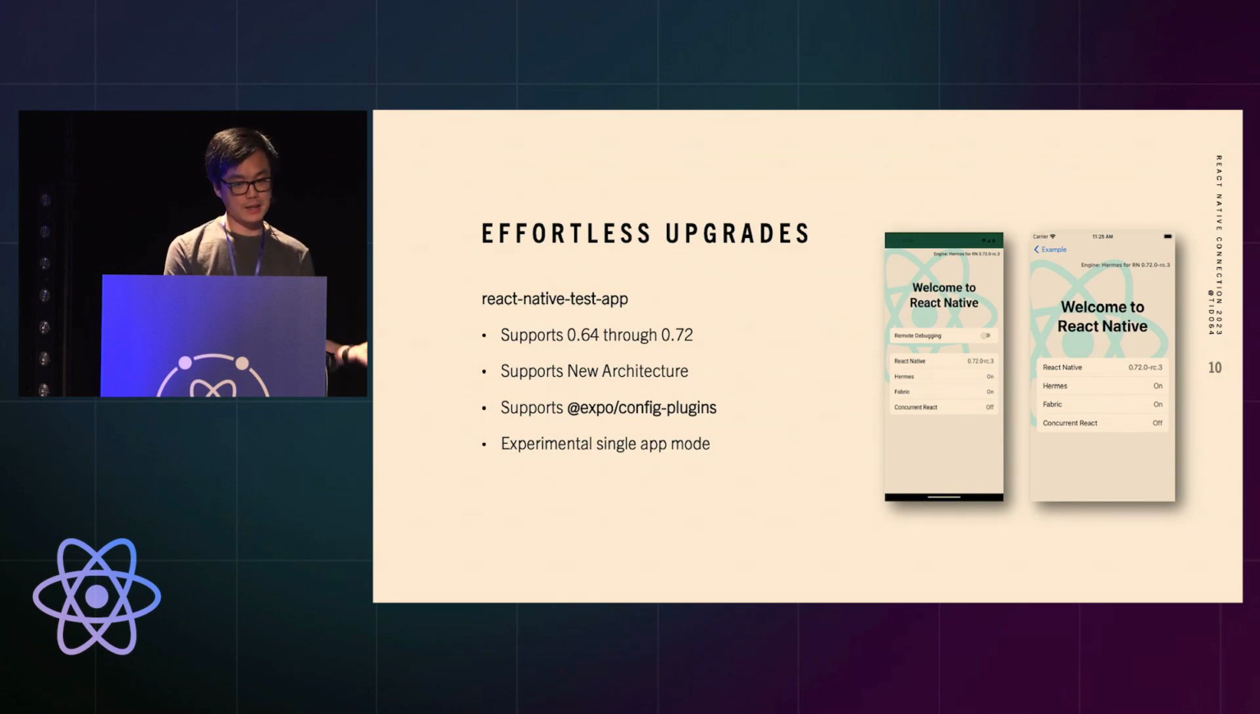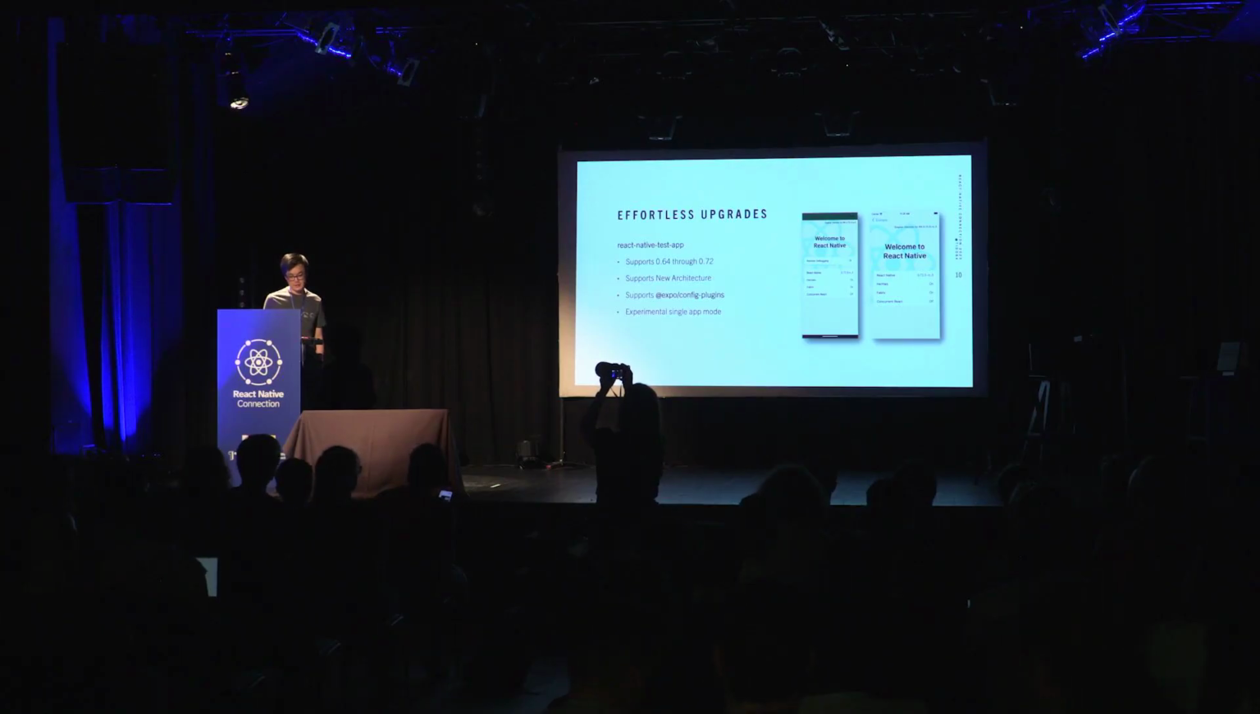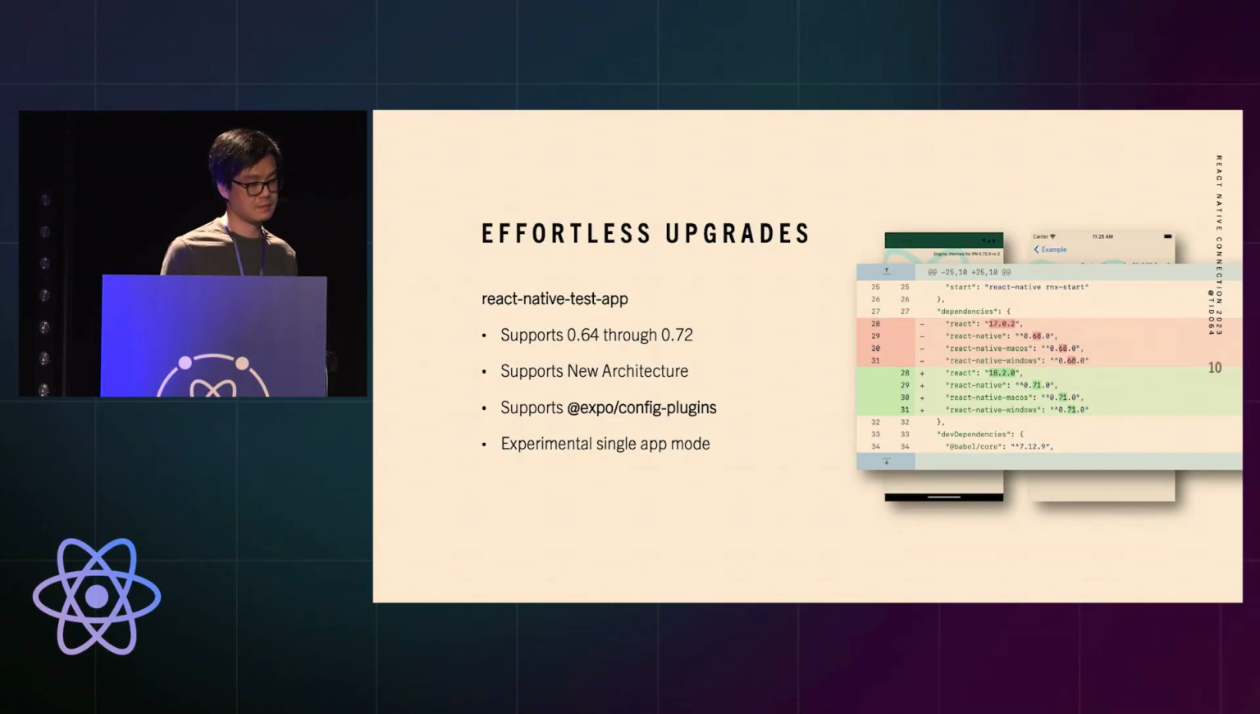So one of the tools we made to make this easier is the React Native Test App. React Native Test App is an example app in a package. You add it as a dev dependency, and it allows you to effortlessly upgrade or downgrade React Native without ever having to touch any native code or project files. So the diff you saw earlier gets reduced to this. Basically, you just bump the numbers and you're good to go.